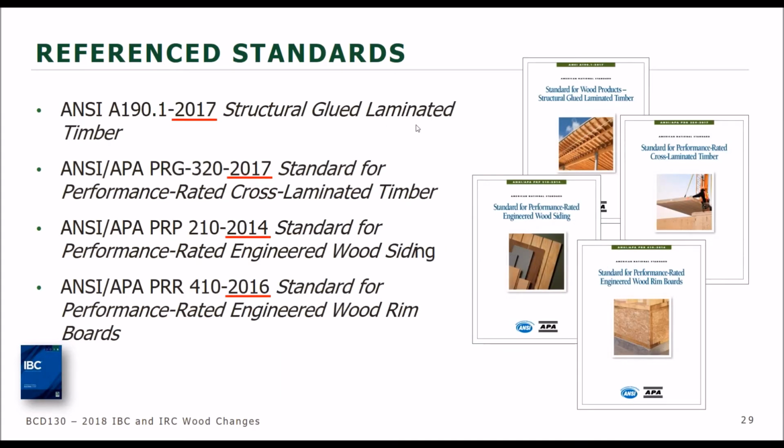And again, this one, the structural glue laminated timber standard, is for the manufacturing and quality control of structural glue laminated timber. And that's really what all these other standards are related to, the manufacturing and quality control of these members. The PGR 320-217 is related to cross-laminated timber, and then we have a standard for performance-rated engineered wood siding, and I'm not sure what happened to that, and then also for the engineered wood rim. So all of these have been updated.